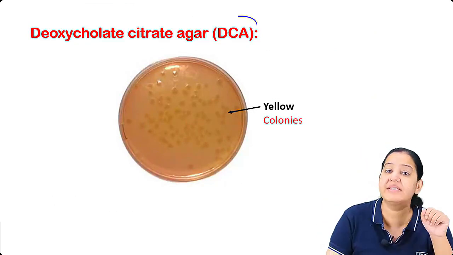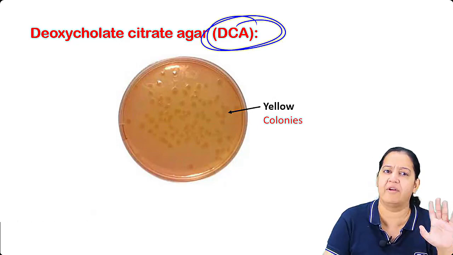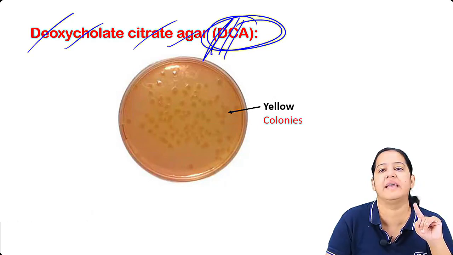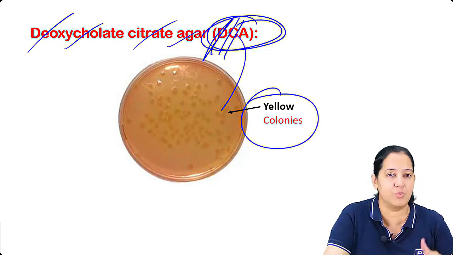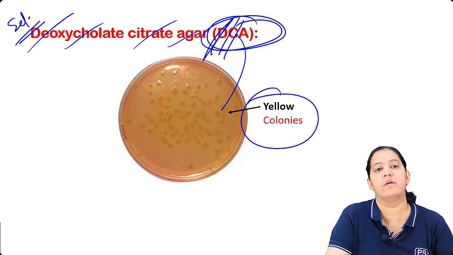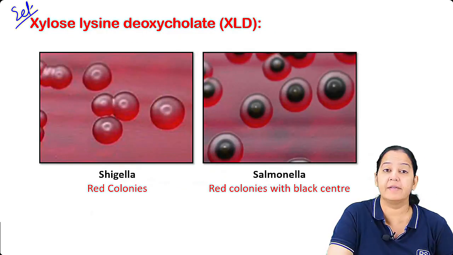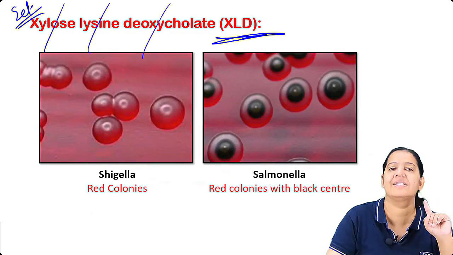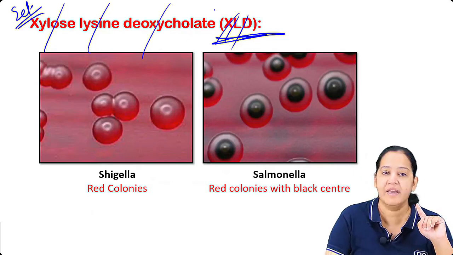The first one is DCA. Don't learn the full form, have a look. Deoxycholate citrate agar, DCA. On DCA, they form yellow colony. This is one selective. The other selective media is XLD. Again, don't learn the full form, have a look. Xylose lysine deoxycholate. Here they form red colony.